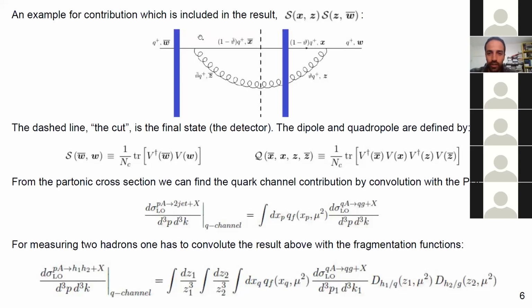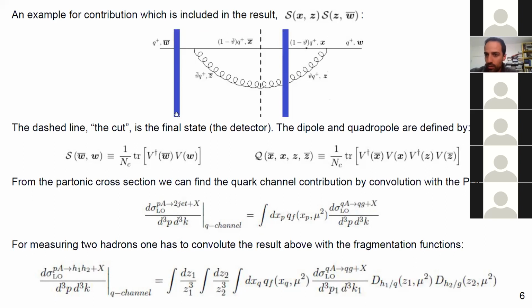On this slide, you can see one example of the diagrams which are involved as one of the terms. For example, the term which includes this product of two dipoles corresponds to the case where we have a shock wave in the amplitude on the quark and the gluon, while in the conjugate amplitude, we have a shock wave acting only on the quark.